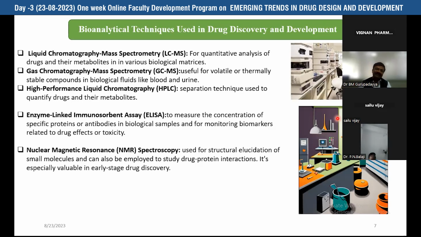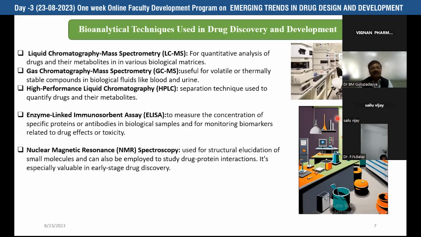You may be well aware of some of the techniques, like LCMS, GCMS, HPLC, ELISA and NMR. These are all techniques that give information about the concentration of the drug and its metabolites. The question arises: which is the best method? I cannot say that only the HPLC method is the best method for quantification of drugs and metabolites. It is absolutely not that.